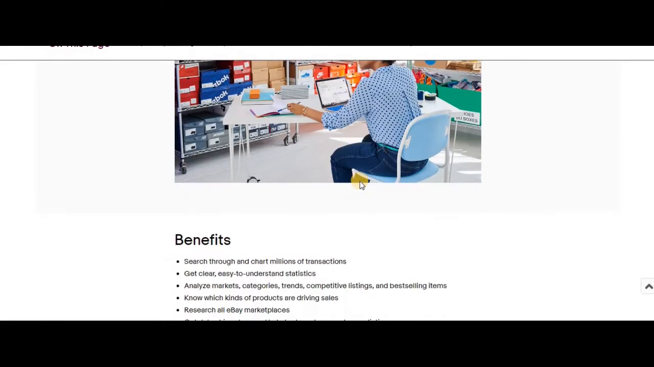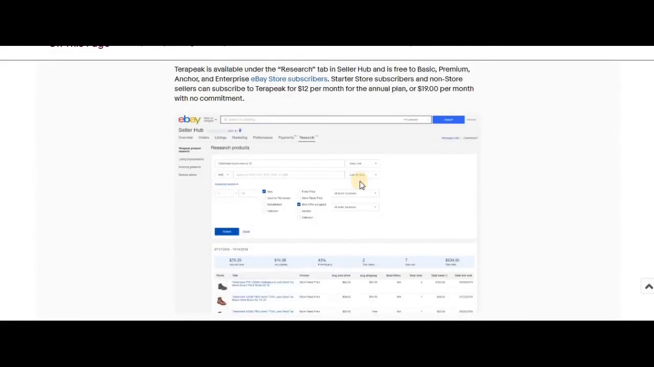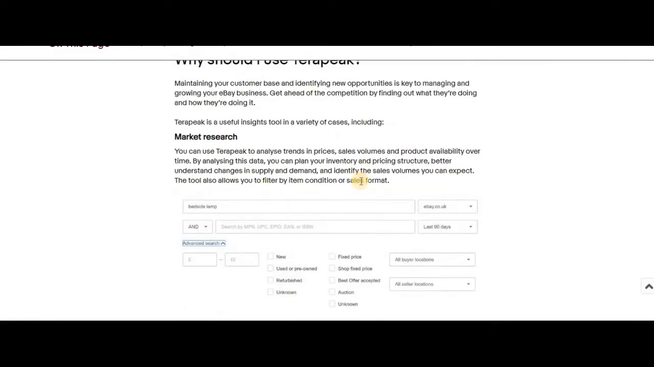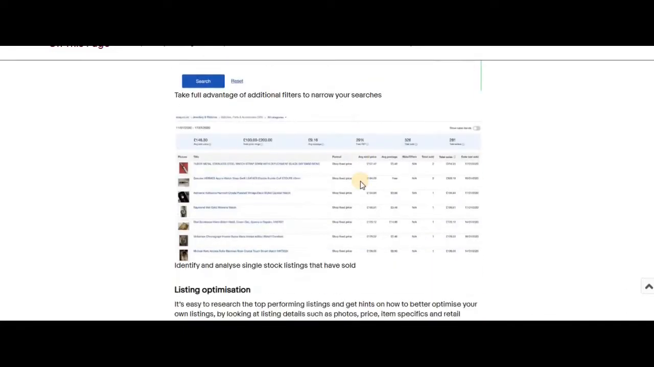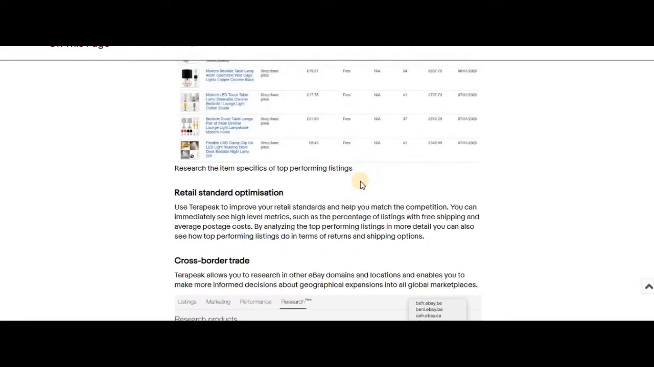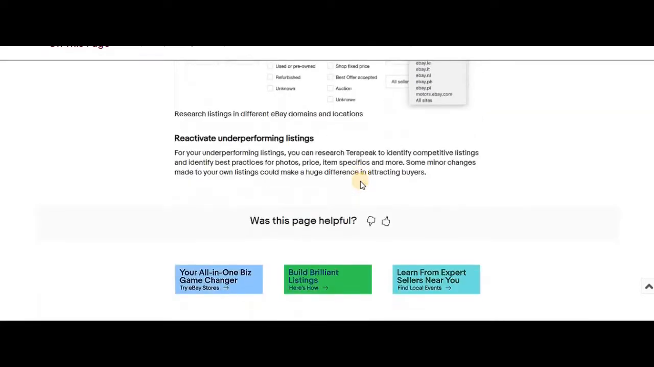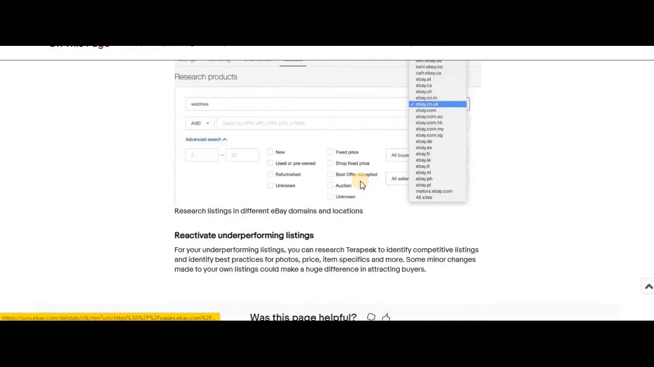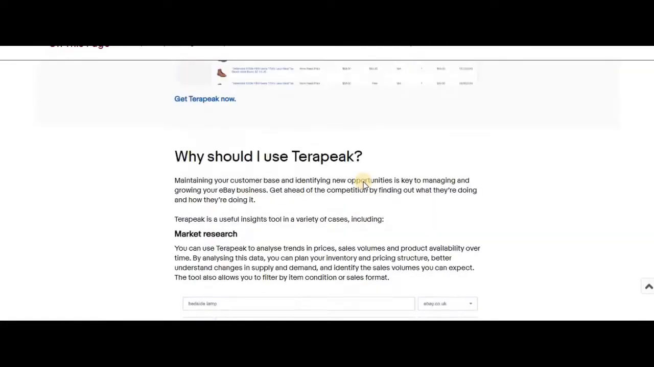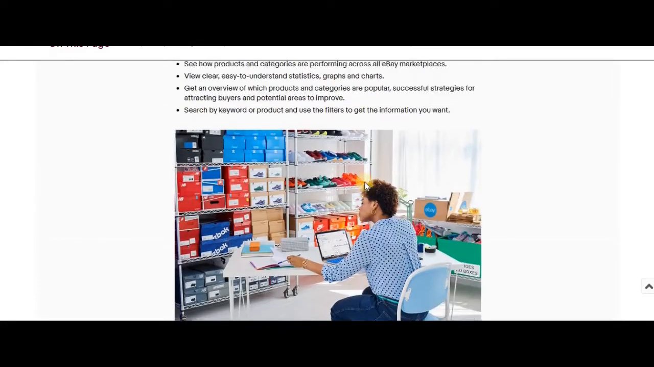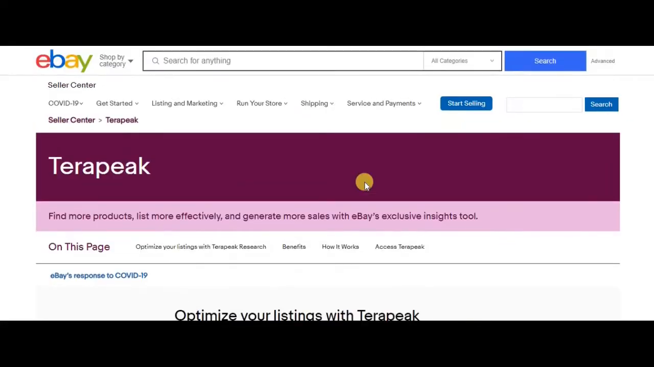Frequently asked question. Question: if I prepaid my Terapeak.com subscription, will I receive a refund for the unused portion of my subscription following deactivation? Answer: paid subscription plans do not change. If you previously had access to Terapeak.com, you will continue to have access to Terapeak research in Seller Hub. Basic store subscriptions and above include complimentary access to Terapeak.